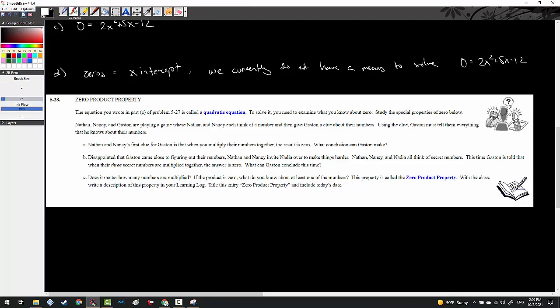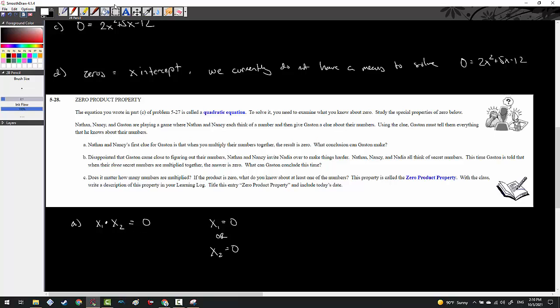Well, what we're hearing about in part A is that if we have some number, I'll just call it x sub 1, times some other number, x sub 2. So let's say Nathan's number is x sub 1 and Nancy's number is x sub 2. Somehow we get 0. Well, hopefully you can understand that Gaston can very easily come to the conclusion that either x sub 1 is equal to 0, or x sub 2 is equal to 0, or both. And the reason why is because when you multiply two things together and get 0, you know that one of the things has got to be 0.